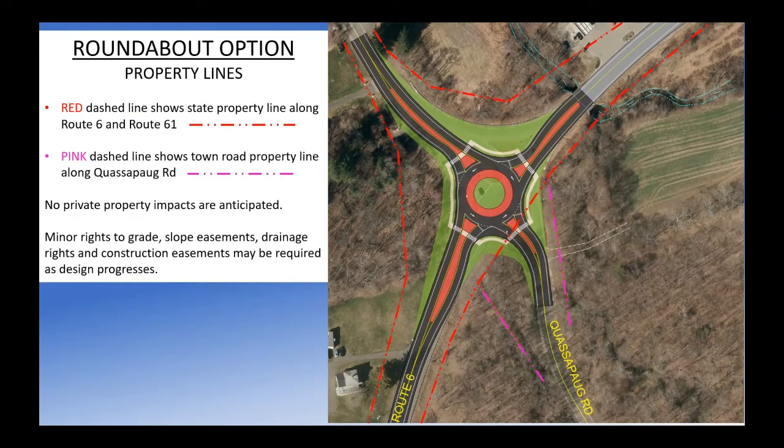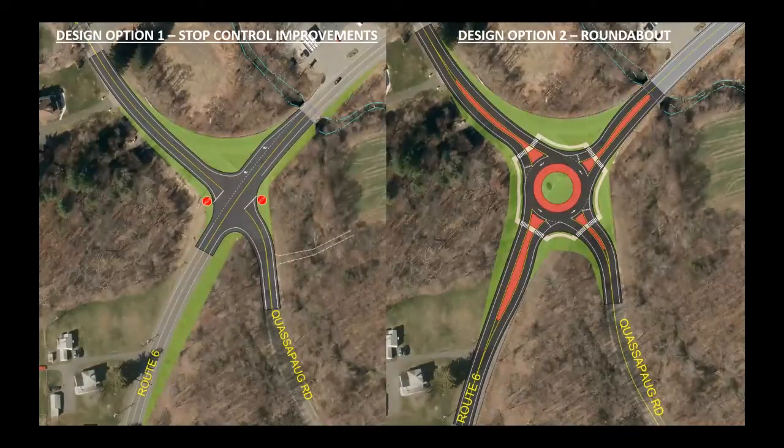The red dashed lines show the state property line along Route 6 and Route 61. The pink dashed line shows the town property line along Quassapaug Road. No private property impacts are anticipated. Minor rights to grade, slope easements, drainage rights, and construction easements may be required as design progresses. The 2 conceptual designs that are under consideration have distinct pros and cons associated with each design approach. Let's take a moment to review the differences.